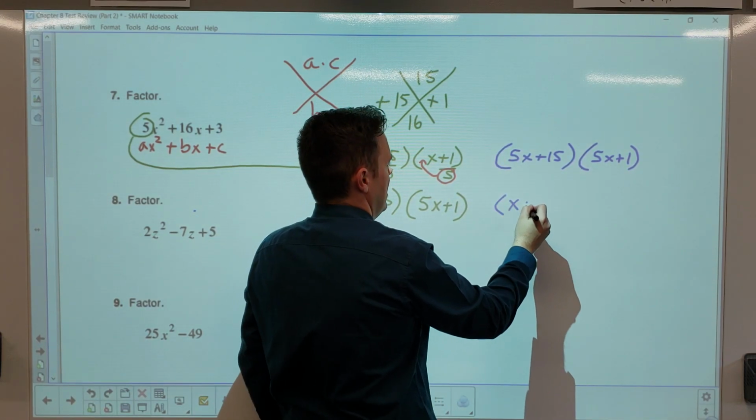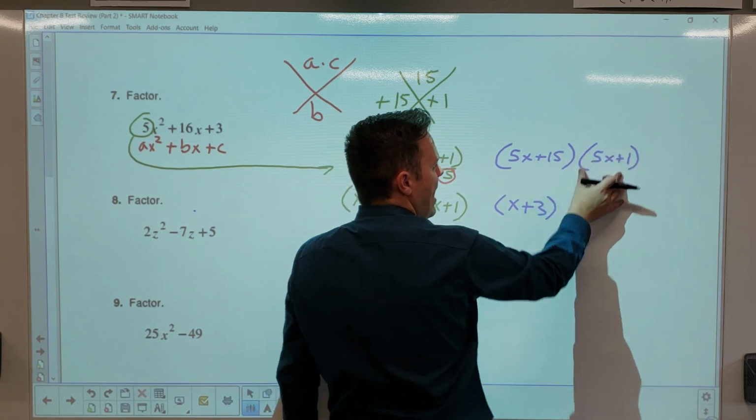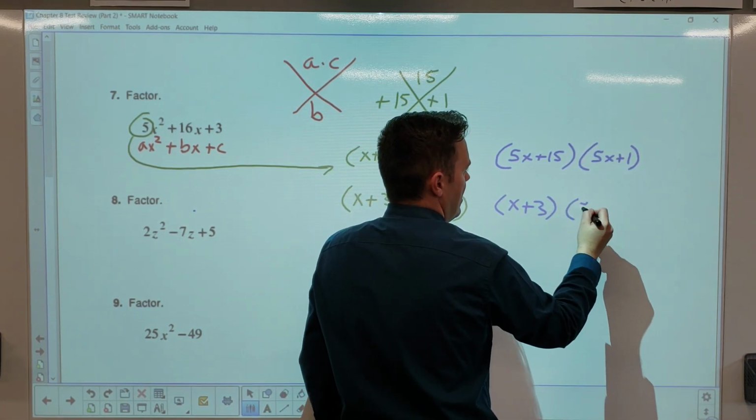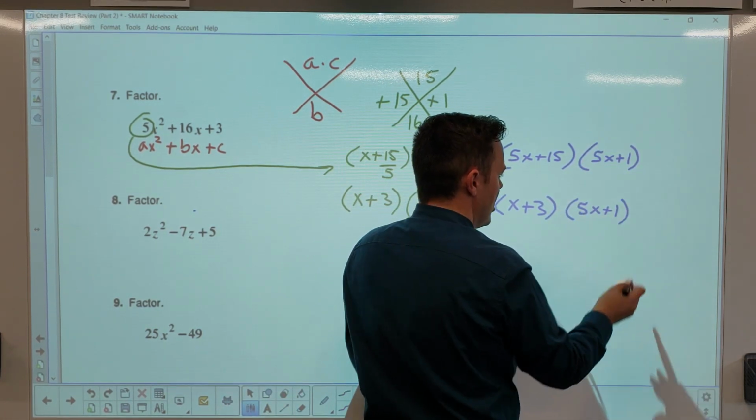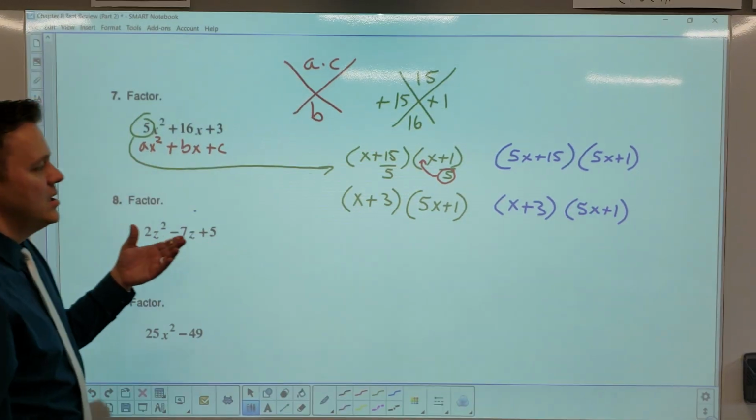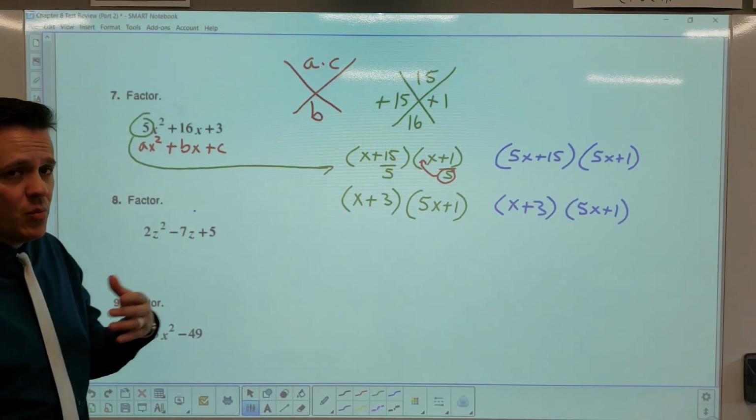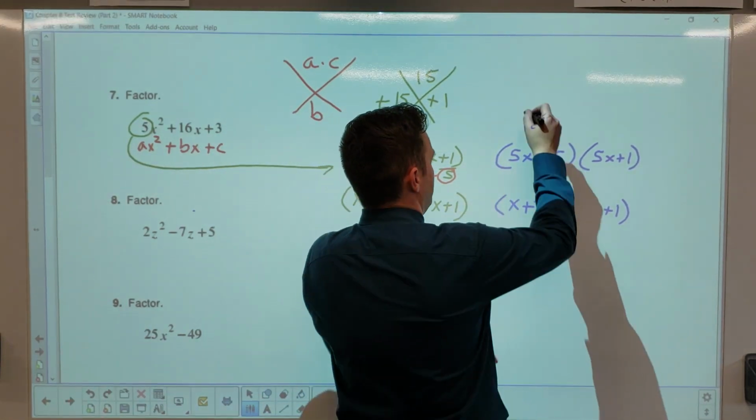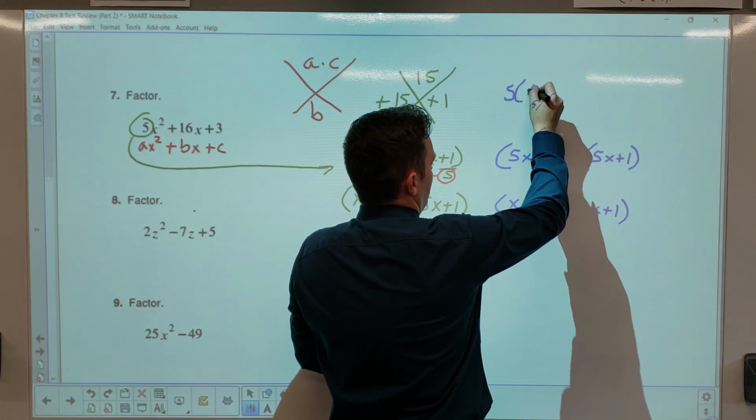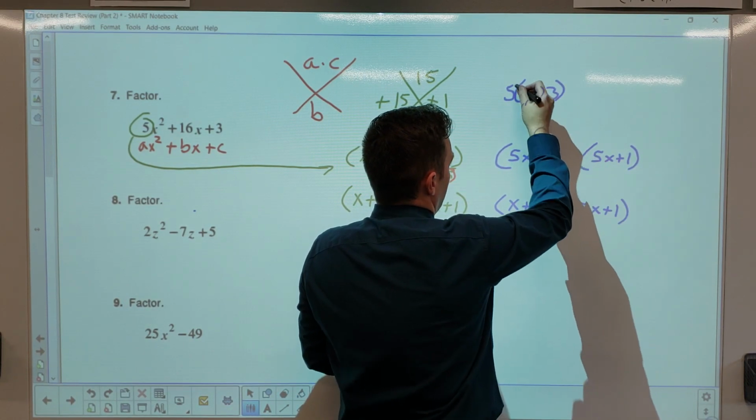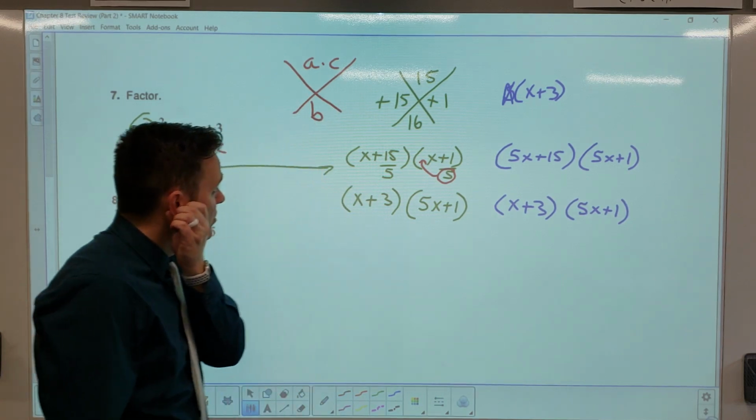What's left behind? X plus 3. And we already have this, and we can't factor that, 5x plus 1. So we talked about the different benefits, but just remember that we get the same result, okay? Remember what this would be? This would be 5x plus 3, but we just get rid of the 5, okay?